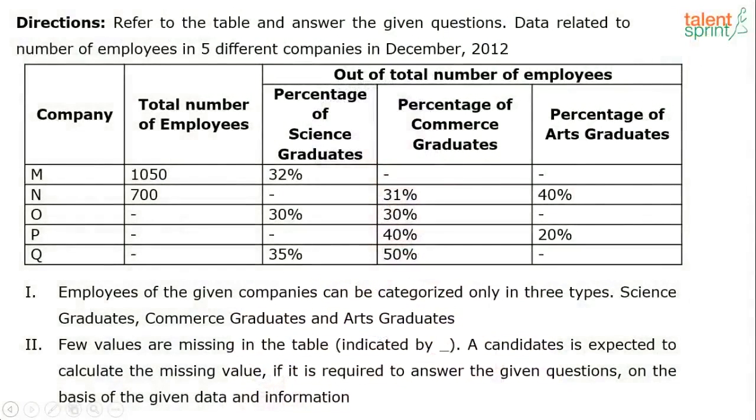So the first question from data interpretation with some missing data for the session today is on your screens now. See what it says. Refer to the table and answer the given questions. The data is related to number of employees in 5 different companies in December 2012. So there's a table given here. Try and understand the table first. There are also a couple of points mentioned. So understand the data first, then we will look at the questions. I'll leave you with this data for about a minute. Study this, and then we shall discuss the questions asked.